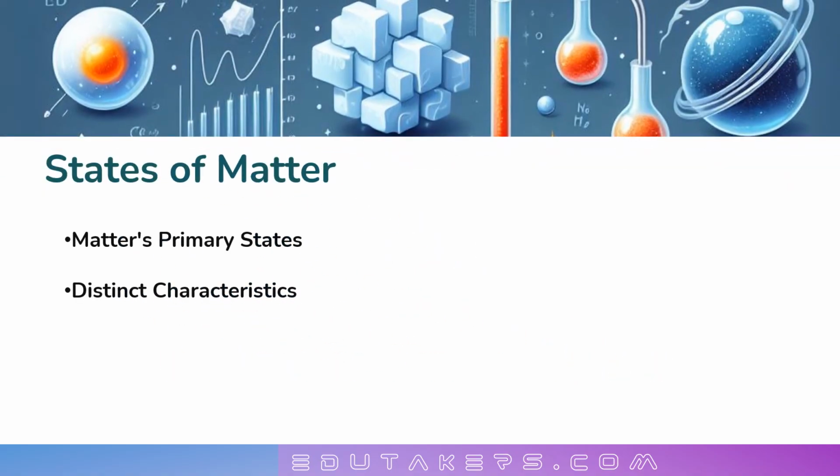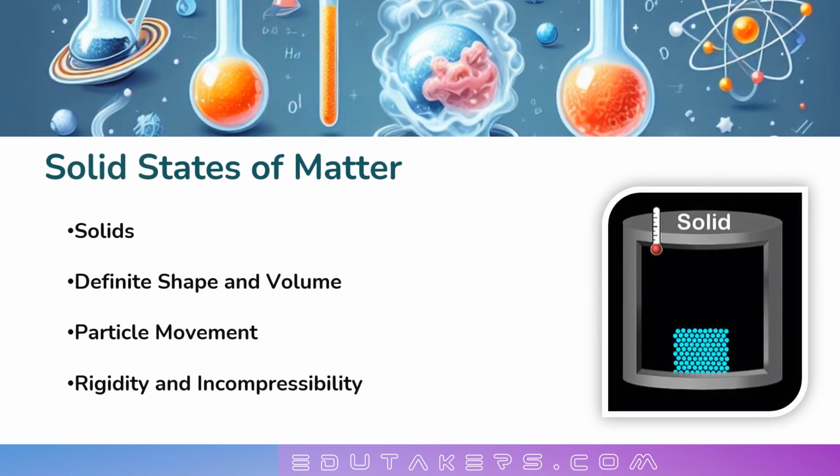Matter exists in three primary states: solids, liquids, and gases. Each state has distinct characteristics due to the arrangement and movement of its particles. Let's explore these states one by one. In solids, particles are tightly packed together in a fixed arrangement. This close packing results in a definite shape and volume. The particles vibrate in place but don't move from their positions, which is why solids are rigid and incompressible.